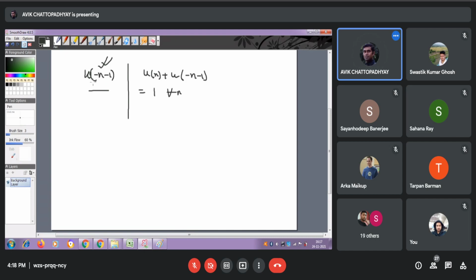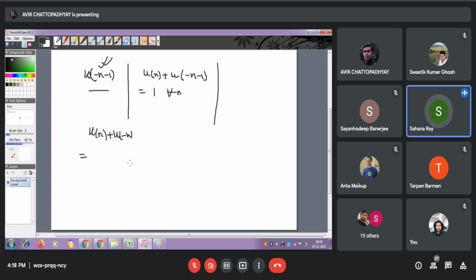Now suppose by mistake, instead of adding this, you have done this operation, u of n plus u of minus n. If you add these two, what will be the signal? How would the signal look? Can anyone tell me? u of n plus u of minus n. So 2 for n equal to 0, and for the rest 1.